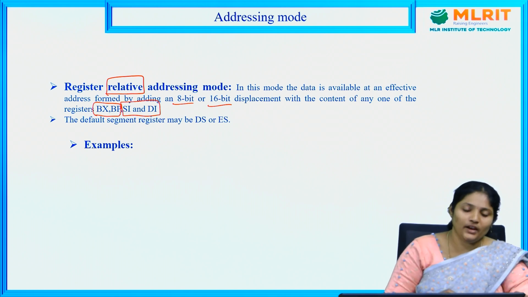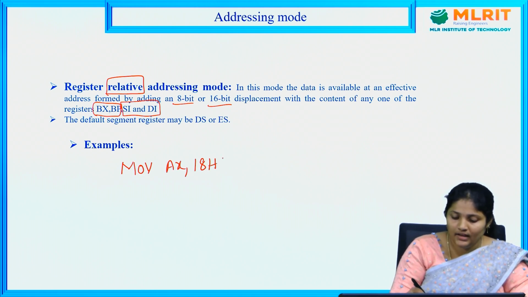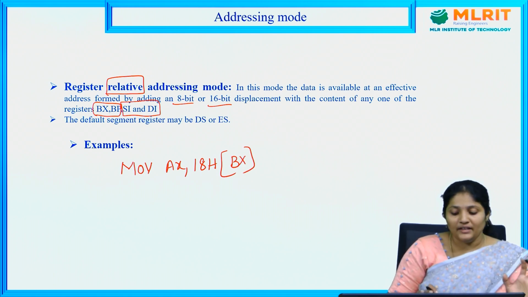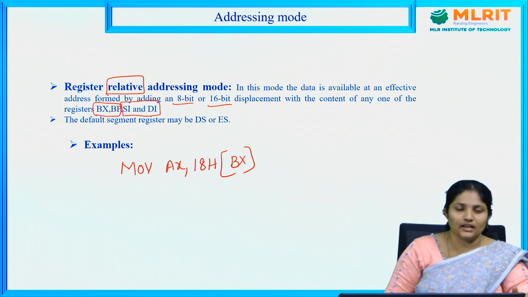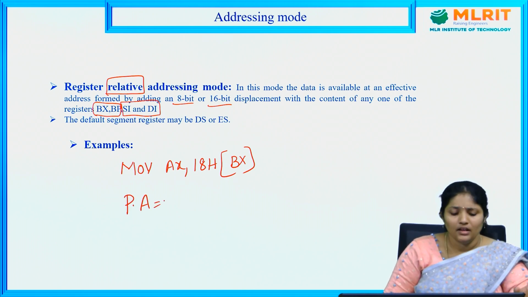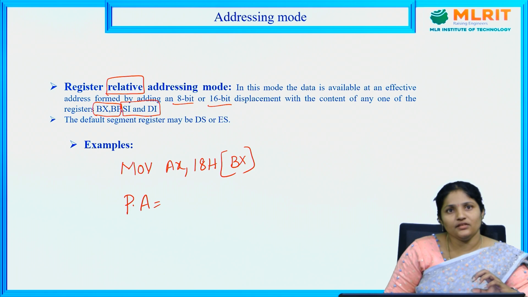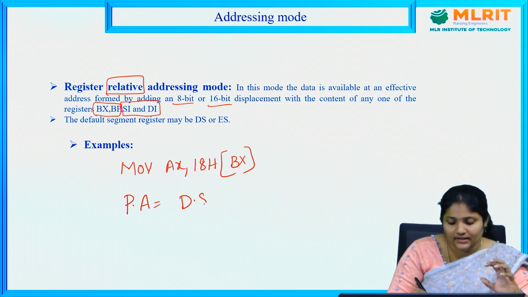Let us consider one example: MOV AX, 18H[BX]. In this instruction, how will we calculate the physical address? By default, you can take a data segment or extra segment. The extra segment is for string instructions, but this is a normal instruction, so I am considering it as the data segment.